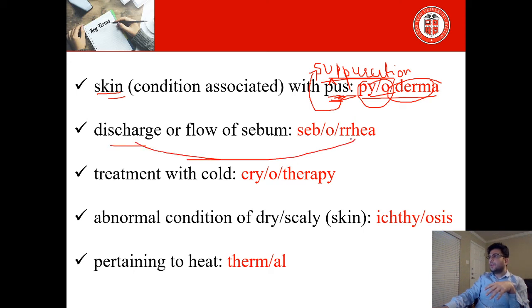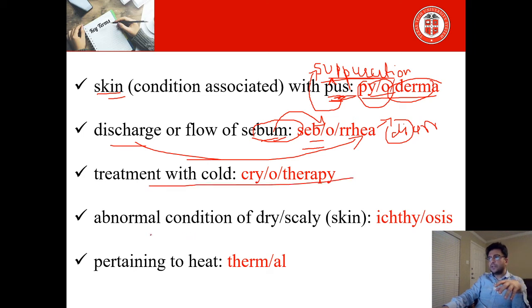Discharge was rhea, and we have talked about diarrhea in one of our lectures before. Here is the sebum which is flowing, and that is why that's seborrhea. So please make sure that diarrhea means that your feces is loose, you're having loose motions, and if there's flowing sebum, that's seborrhea. Treatment with cold is cryotherapy, we just saw that.